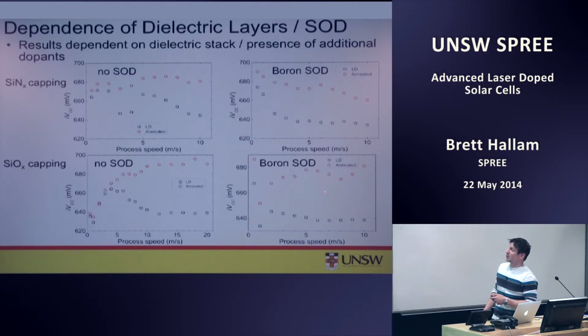If we add in a boron dopant source, again we get the highest implied VOC at 0.5 meters a second, similar to when we have the silicon nitride capping layer. But then for higher processing speeds, we start to see an increase with the increasing processing speeds.